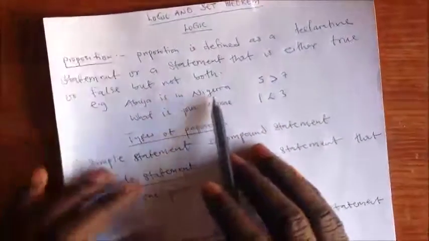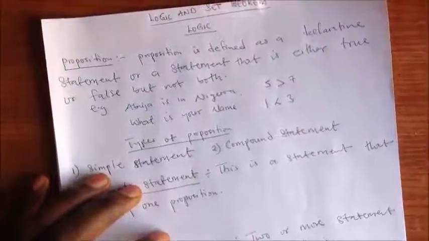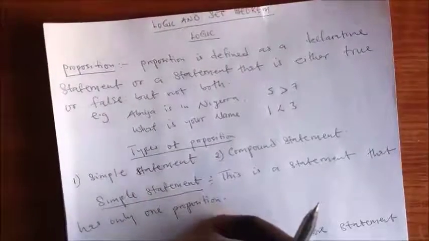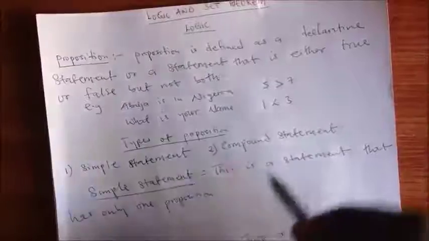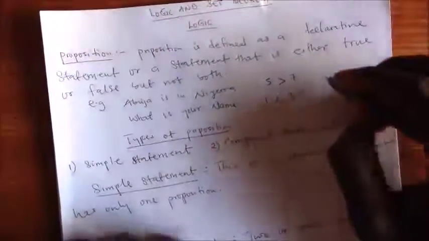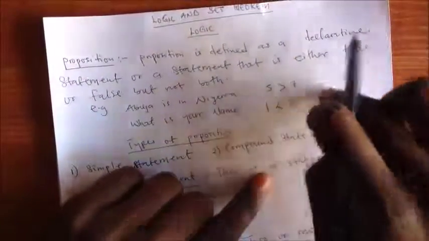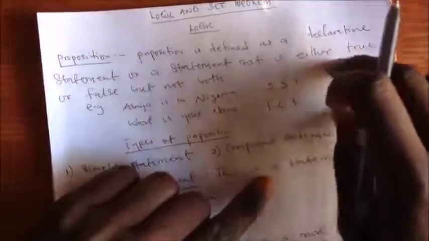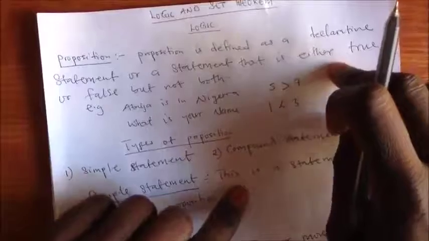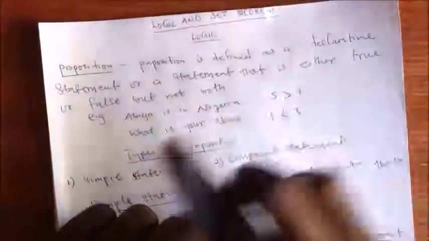Proposition is defined as a declarative statement, a statement that is either true or false, but not both. What it means is that if you have a statement, that statement should be either false or true, but the statement cannot take false and true at the same time. It must take what? True or false, meaning direct.